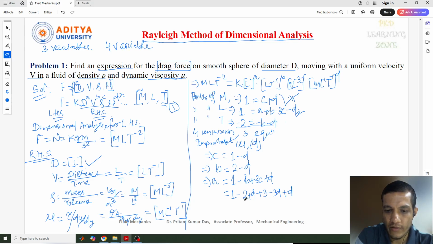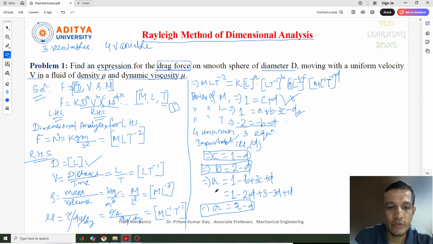Now if you solve this, 1 minus, this is 3 plus 1 is 4, minus 2 gives 2. And for D, this is minus 3D plus 2D, so we get minus D. So this is the value of A. Now we have got the values of A, B and C in terms of D.